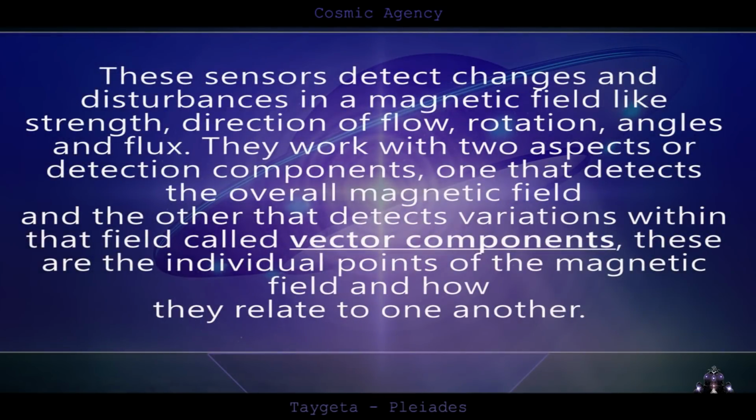These sensors detect changes and disturbances in a magnetic field like strength, direction of flow, rotation, angles, and flux. They work with two aspects or detection components, one that detects the overall magnetic field and the other that detects variations within that field called vector components. These are the individual points of the magnetic field and how they relate to one another.